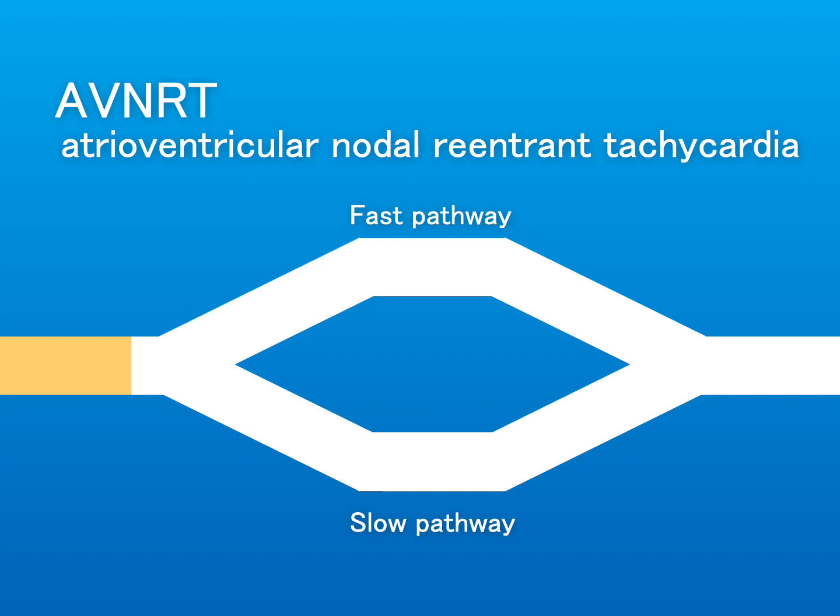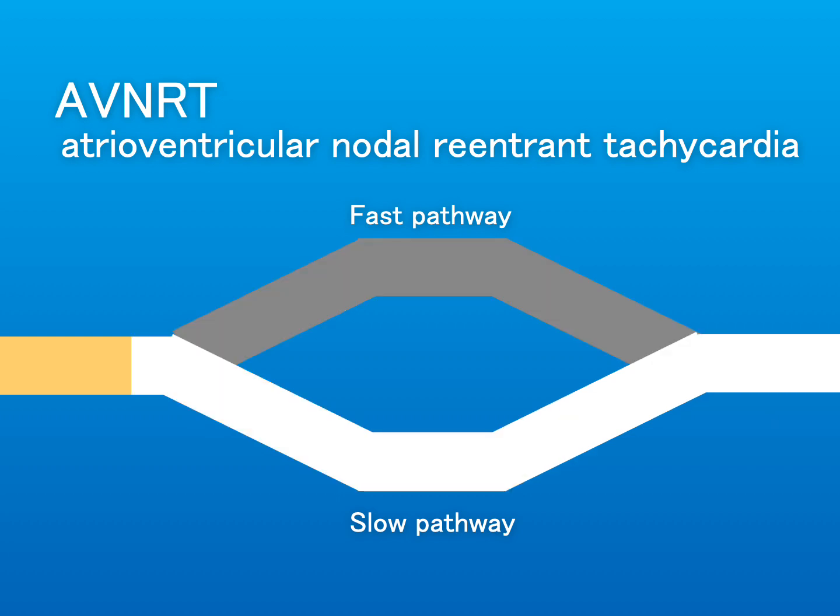Importantly, the fast pathway has a long refractory period where it can't be reactivated, and the slow pathway has a relatively rapid refractory period, meaning that it's free to be activated pretty quickly after it's done depolarizing. An episode of AVNRT is triggered when you have a premature atrial complex, and that travels towards the AV node. The fast pathway is still recovering in its refractory period from the previous beat, but the slow pathway is ready and it will carry the impulse from the premature atrial complex.